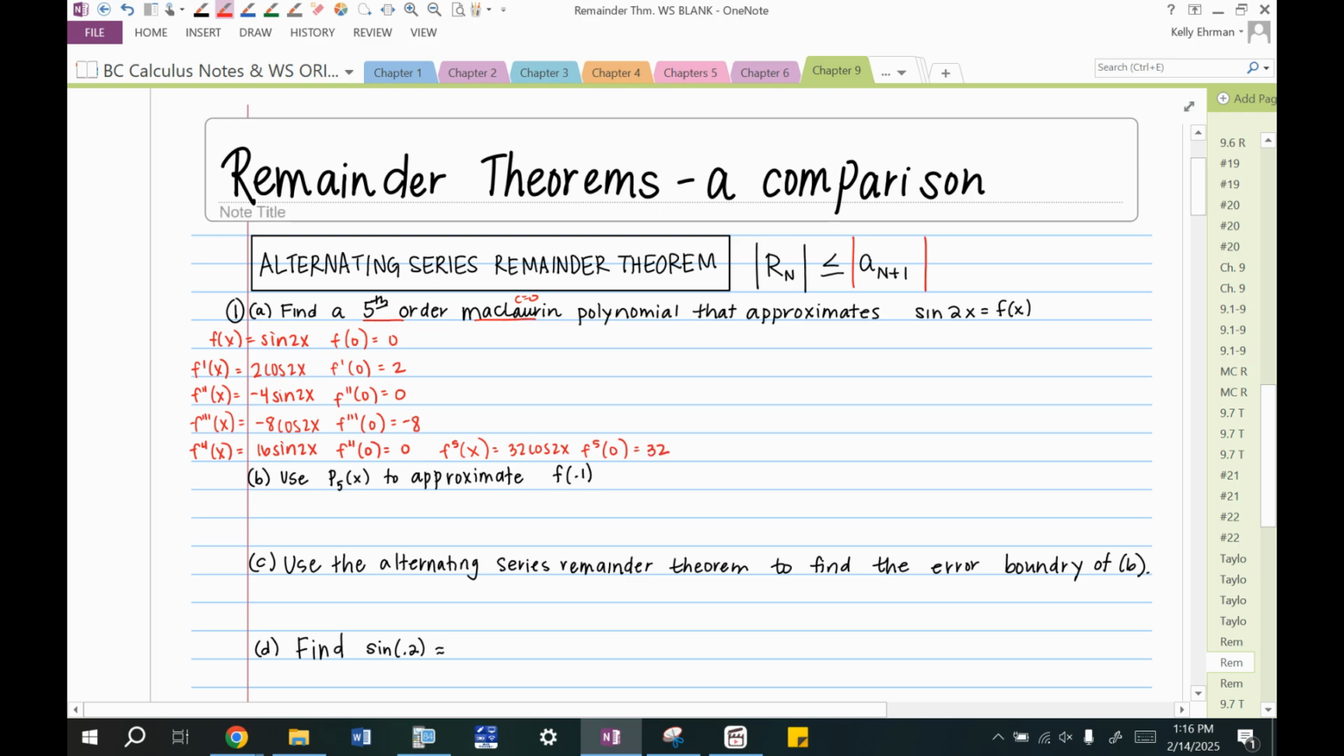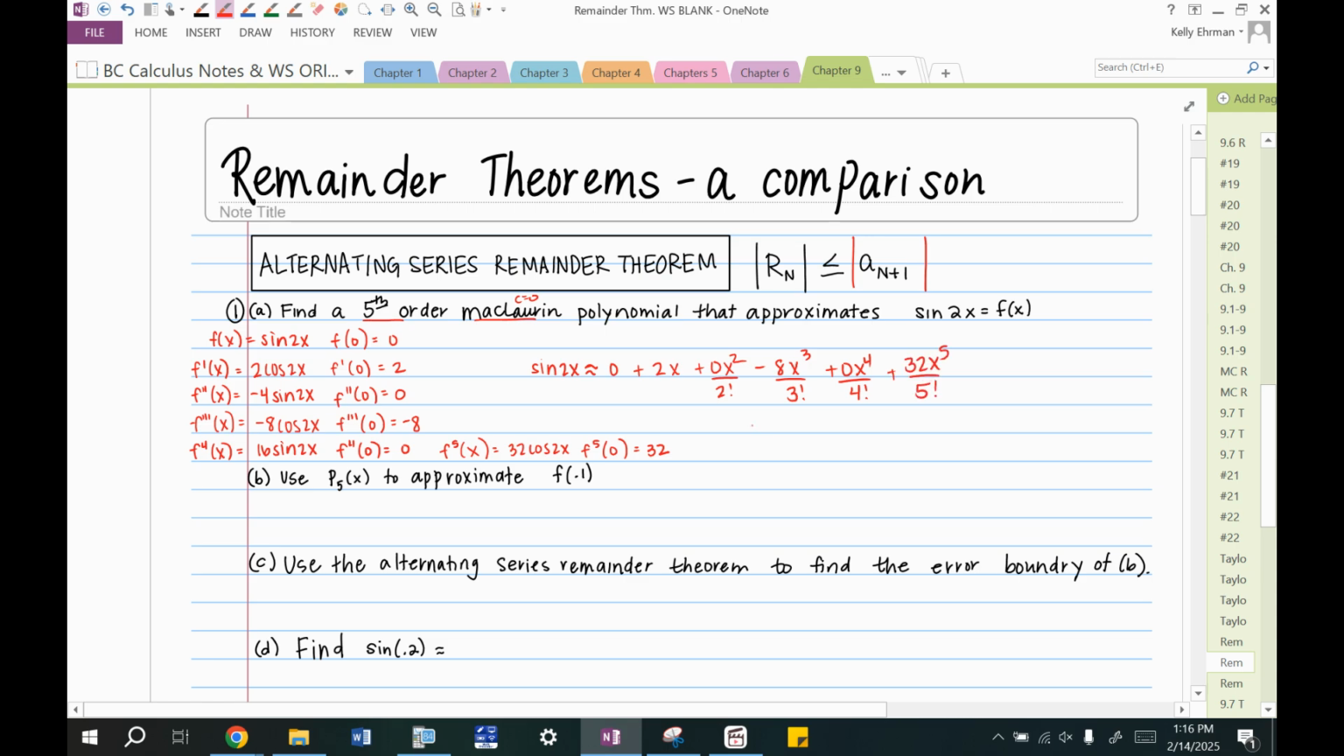All right. So we're going to build this fifth order Maclaurin polynomial. So we're saying that the sine of 2x is going to be approximated by f of 0. So I'm going to fill in the zeros. You don't have to, but 0. And then it's plus 2 times x plus 0 x squared over 2 factorial. I mostly am just writing the 0 so I don't miss something. Minus 8 x cubed over 3 factorial plus 0 x to the fourth over 4 factorial plus 32 x to the fifth over 5 factorial.